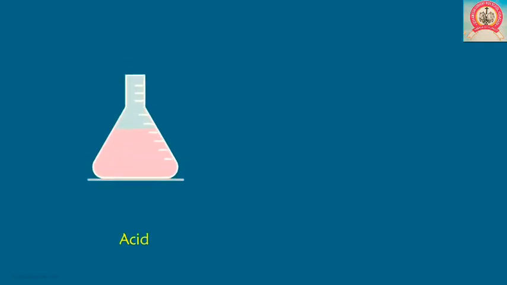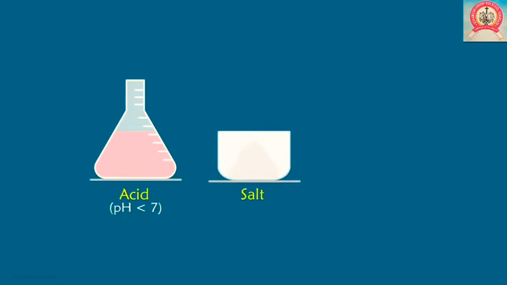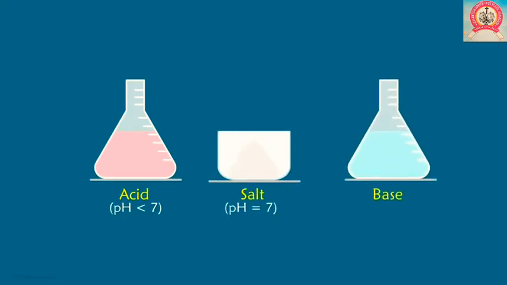Now see, most of us may probably know that the pH of acid is less than 7, of salt is equal to 7, and of base is more than 7. Do you really want to understand what pH is? Okay, let's go ahead and see this.